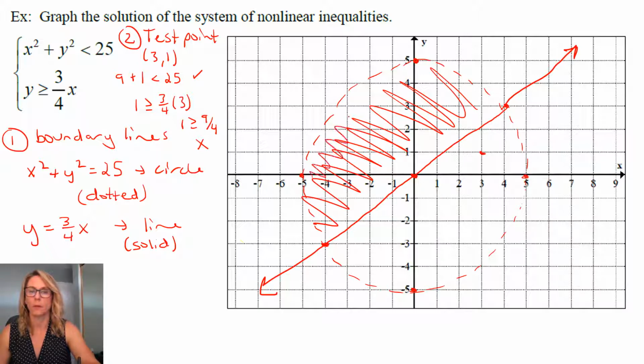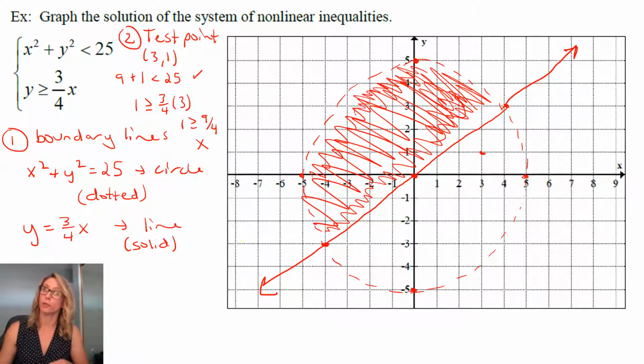So that's an example of a non-linear system of inequalities. There we are. Boundary lines, test points, shading, and you're done. And that's section 10.9.